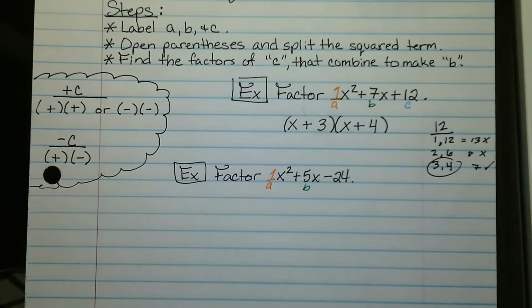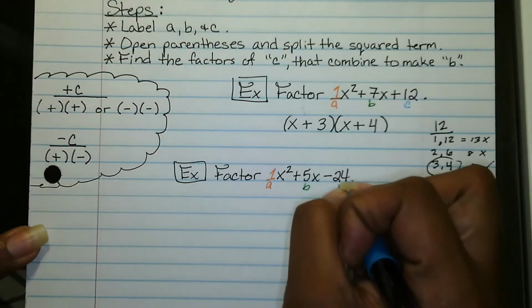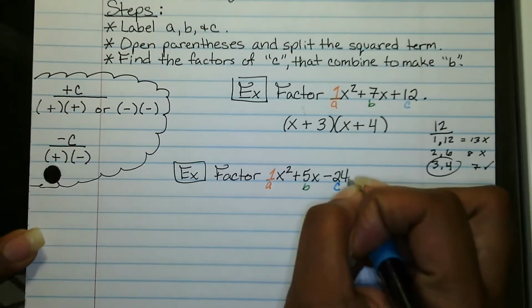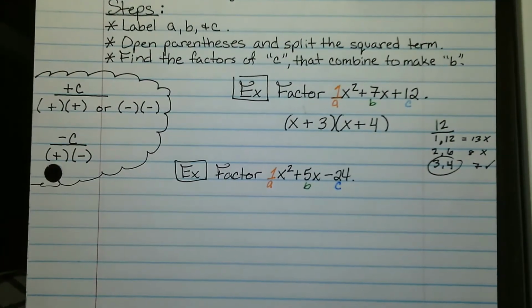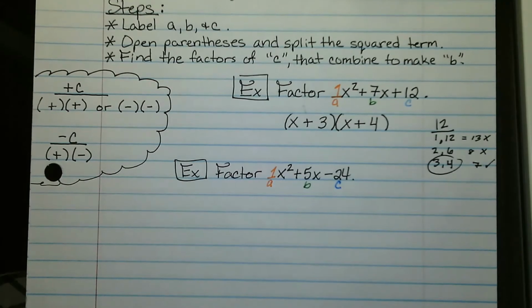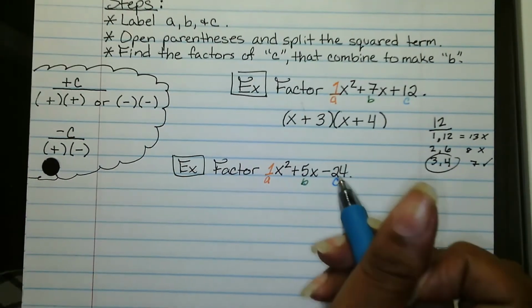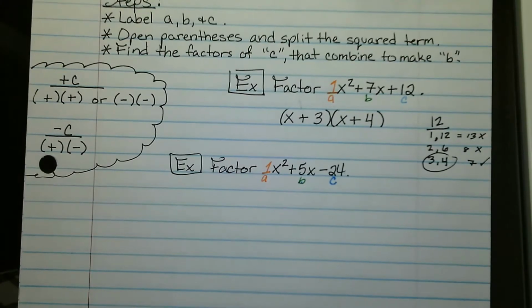And C is your constant, which should be in the back. Remember, a constant does not have a variable, so since negative 24 does not have a variable attached to it, that is our C. So we labeled A, B, and C. Again, A is 1, B is 5, C is negative 24.